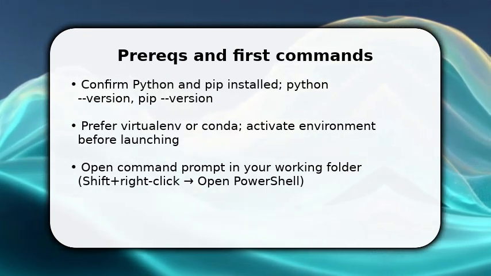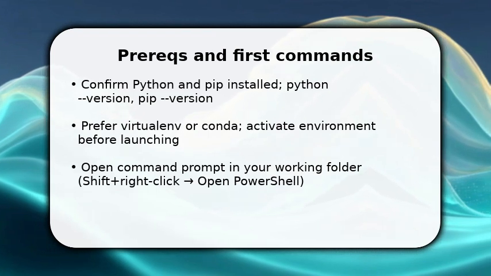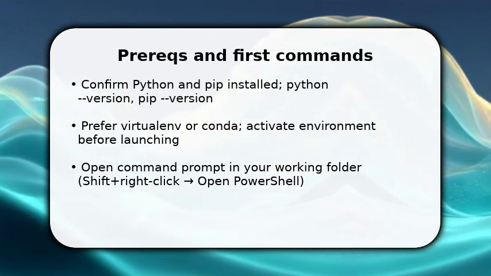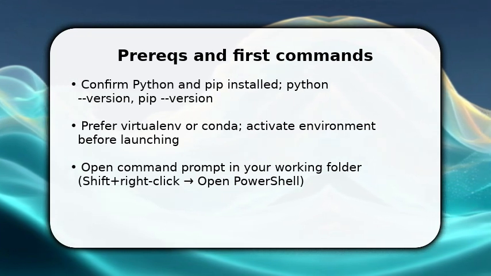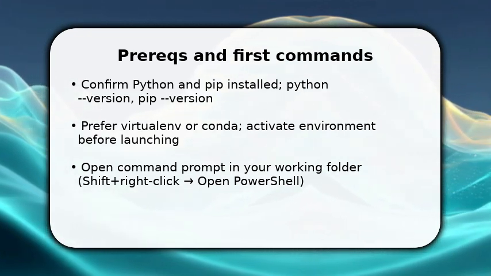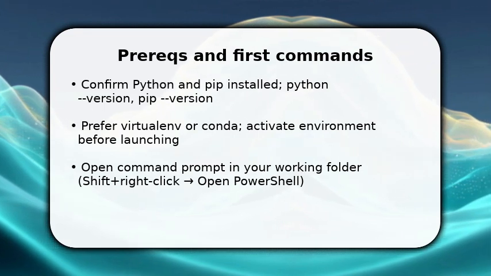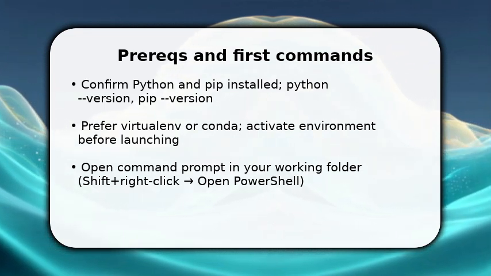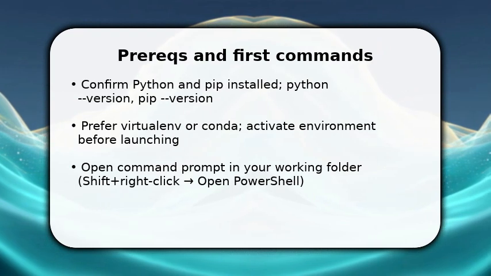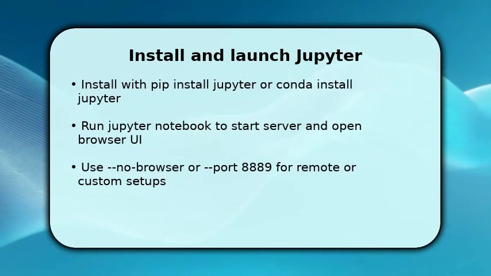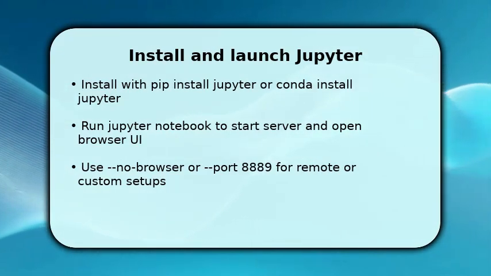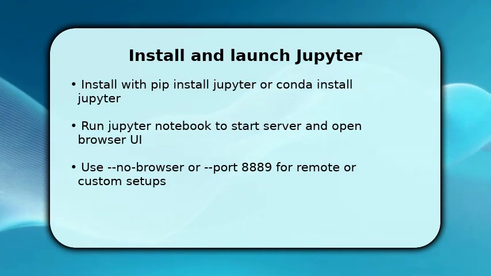Run a quick check: Python version and pip version, then activate with source venv/bin/activate or conda activate env_name. These steps ensure Jupyter will start with the right interpreter and package context. Once your environment is active, install Jupyter if needed. Use pip install jupyter or conda install jupyter to fetch the notebook server.